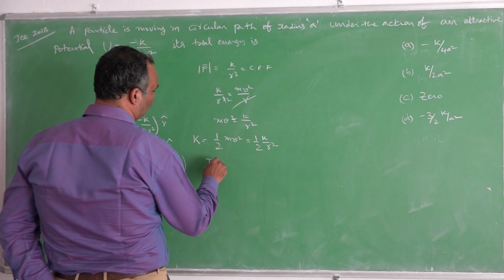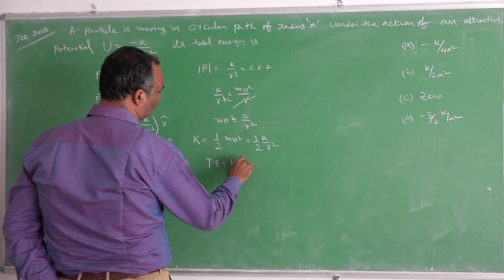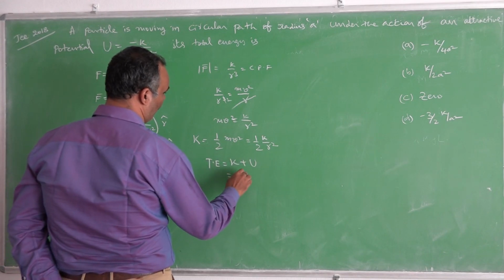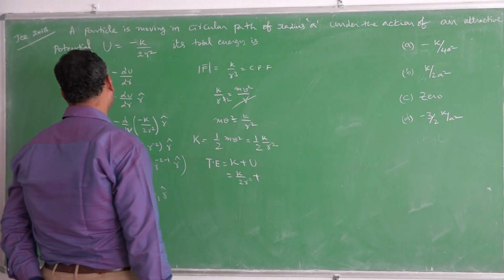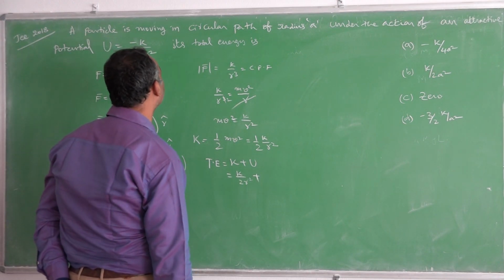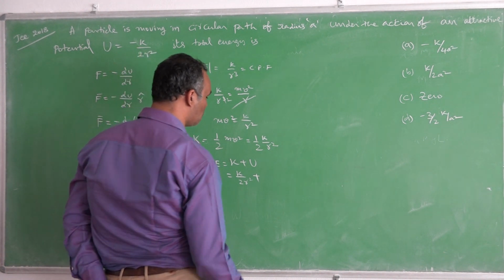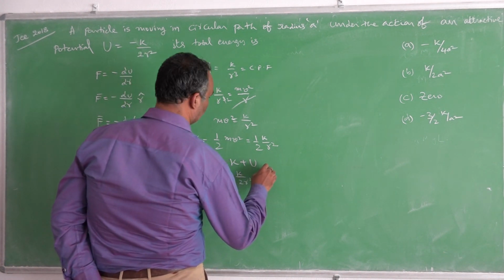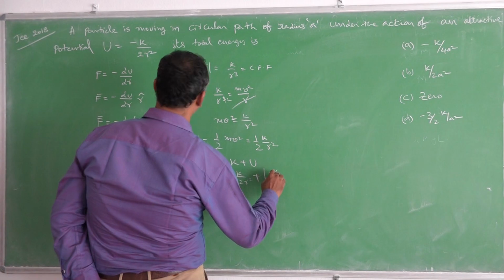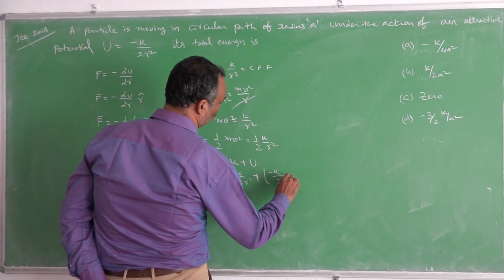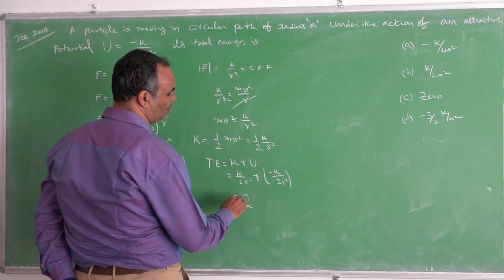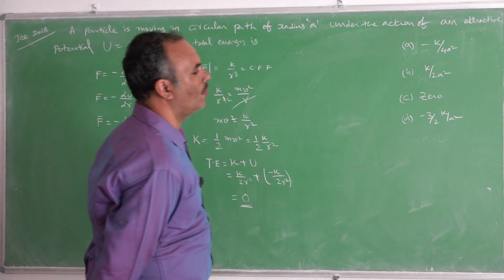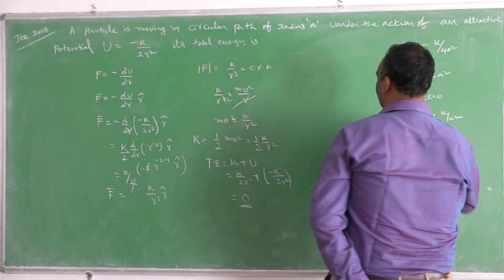Total energy is nothing but kinetic energy plus potential energy. K by 2r square plus potential energy, which is minus k by 2r square. So total energy is 0. We should take 0 as the answer for this question.